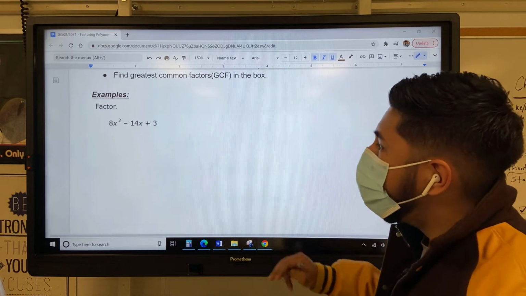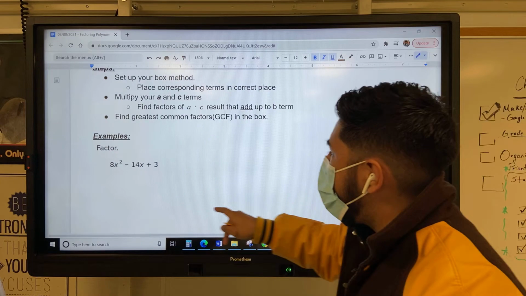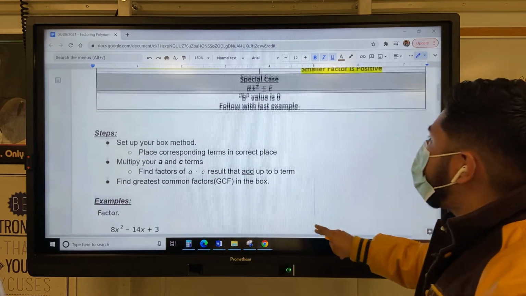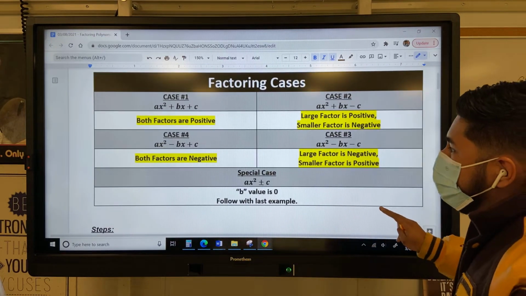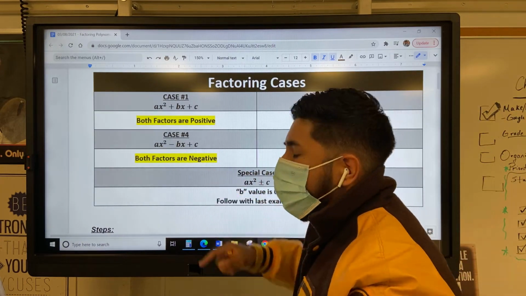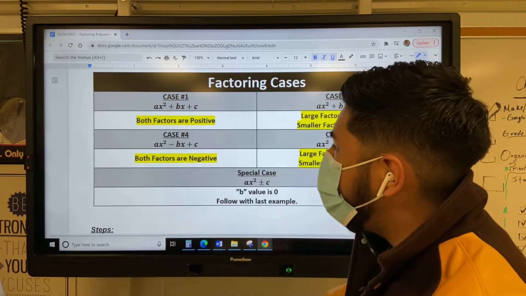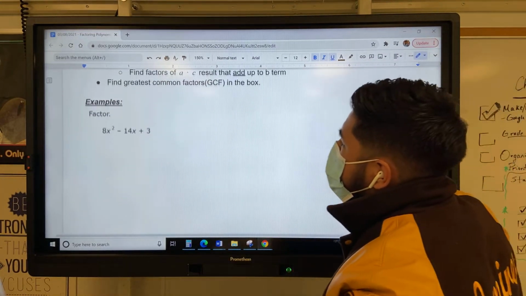First example, 8x² minus 14x plus 3. First, let's check it out. I got to see a negative and positive. Negative and positive. That tells me both my factors are going to be negative. When we line them up, let's make sure we turn them all negative, and we see what adds to my B.